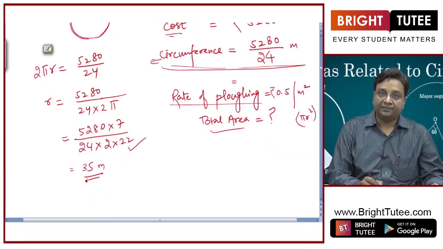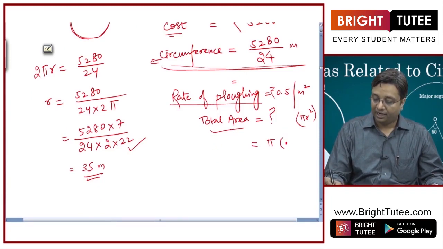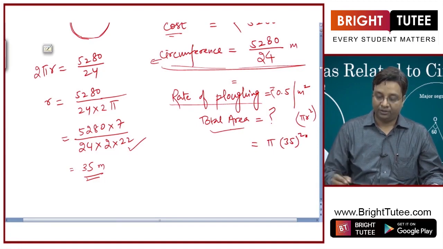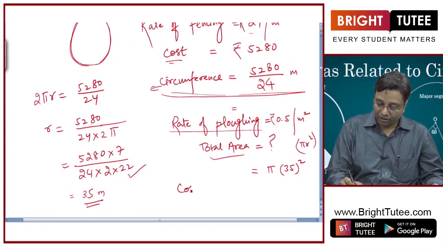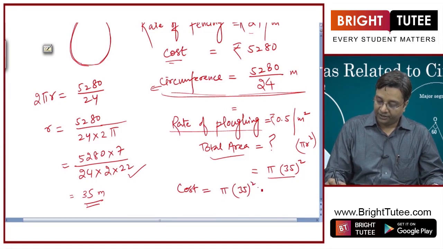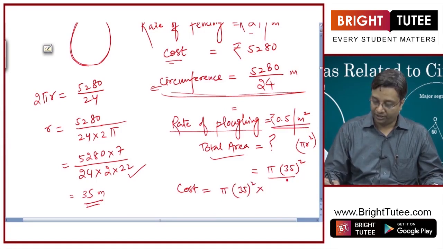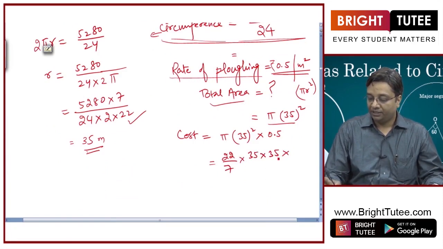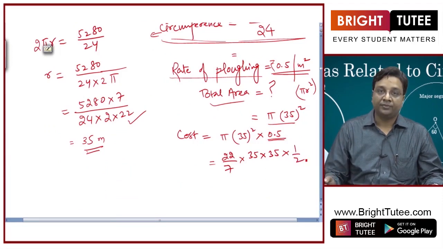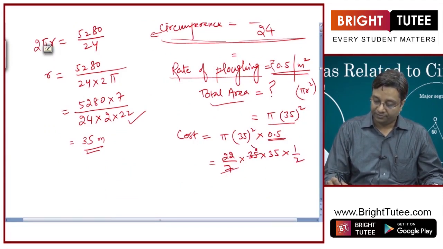Now, you got the radius from this calculation. So, what is total area? It is pi r square, which is pi into 35 square. We need to find the cost of plowing this field. So, total cost is equal to total area into the cost per meter square, which is 0.5. Now, take pi as 22 by 7 and then multiply it by 35 into 35, take 0.5 as 1 by 2. Now, you do this calculation.